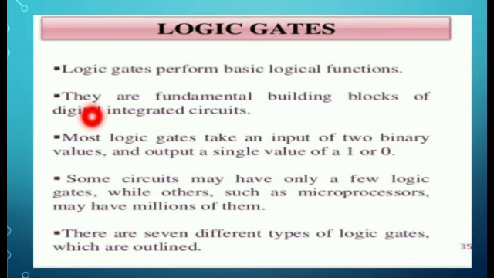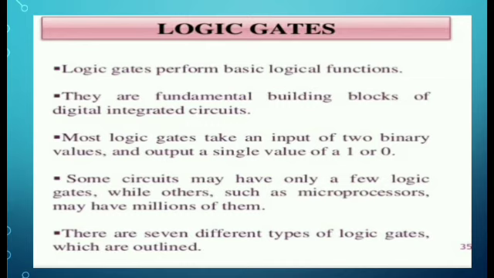Most logic gates take an input of two binary values and output a single value of 0 or 1. Some circuits may have only a few logic gates, while others, such as microprocessors, have millions of them. There are 7 different types of logic gates outlined. That means the logic gates total 7.